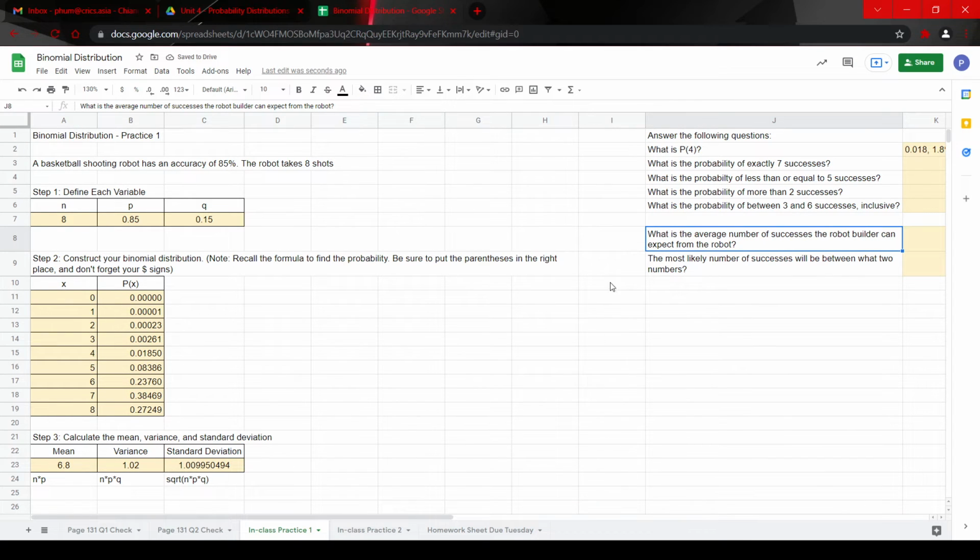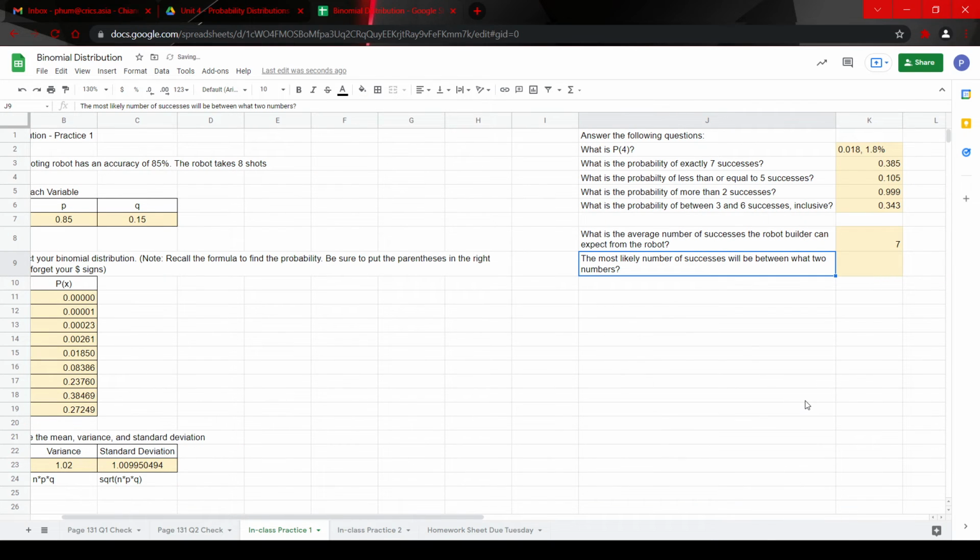Now, what is the average number of successes that the robot builder can expect from the robot? If you built this robot and you know it has an accuracy of 85%, how many shots can you expect it to make, right? In this case, remember that the average number is basically our mean, our expected value. In this case, 6.8 is the number of shots it can make. You can't really make 0.8 of a shot, so we can just round it up to 7. In some cases, you can leave it as a decimal, and that would also be fine.